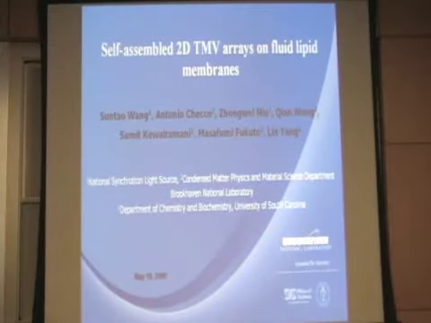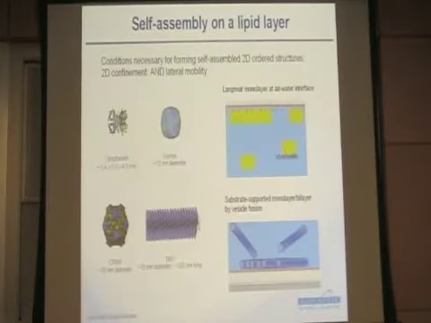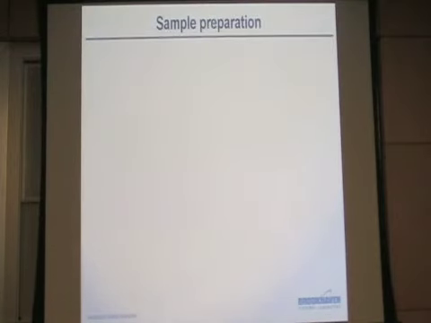Hello. This work is done at Brookhaven last year. We use bio-nanoparticles as the building blocks, because they are monodispersed and the surface can be easily modified. To form the 2D structure, we need a 2D confinement and also lateral mobility. So we use the lipid monolayer, which is fluid, as a template to adsorb the nanoparticles to the surface, then form the structure. So here is how we make the samples.